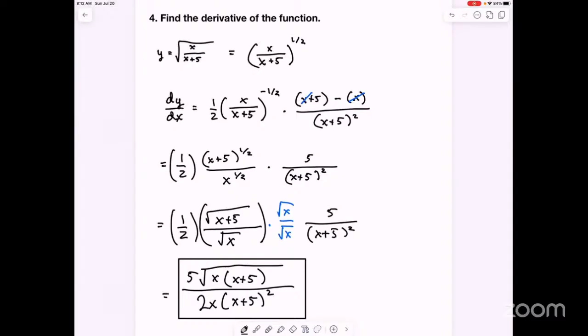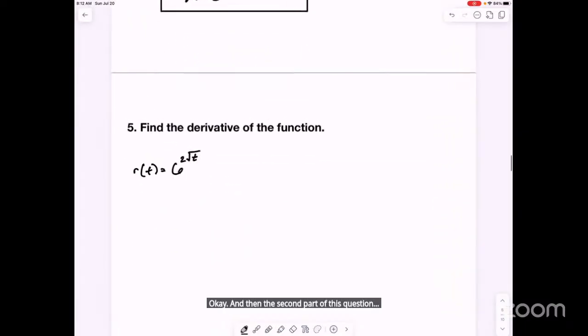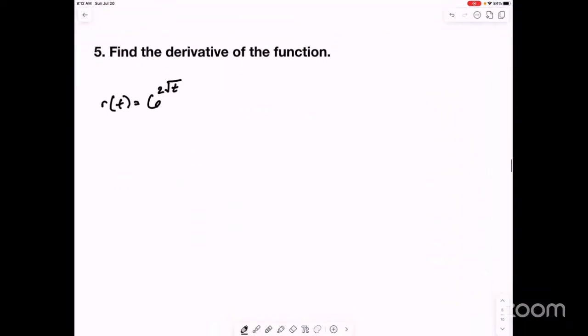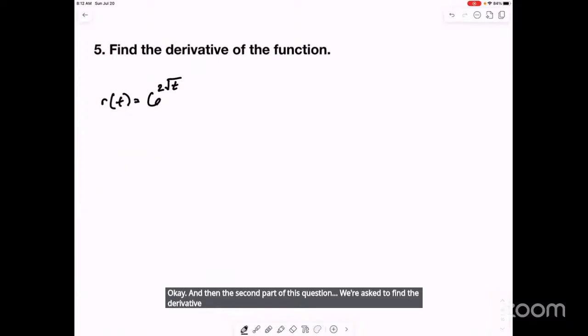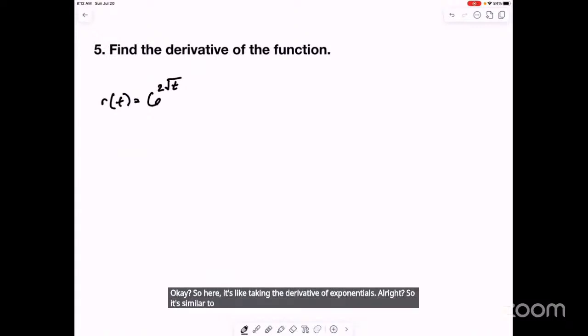Okay. And then the second part of this question, we're asked to find the derivative of this guy. Okay. So here it's like taking the derivative of exponentials, right? So it's similar to like when we take the derivative of e to the x, but there's a caveat because the base of the exponent is not e. The base here is 6.